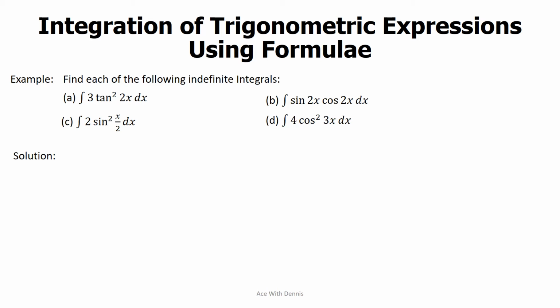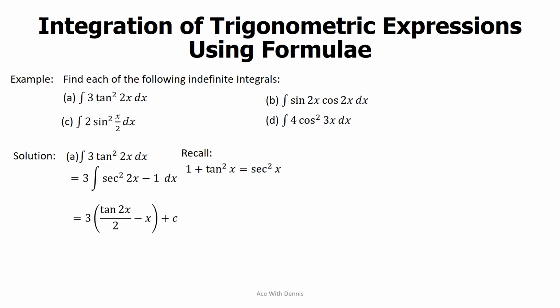Here is the solution. For A, integration of 3 tangent square 2x dx. Recall that 1 plus tangent square x equals secant square x. Therefore, tangent square 2x is secant square 2x minus 1. So now from here, we want to integrate 3 integration of secant square 2x minus 1 dx. And it becomes 3 bracket tangent 2x over 2 minus x plus c. When you expand the 3 inside, we get 3 over 2 tangent 2x minus 3x plus c.